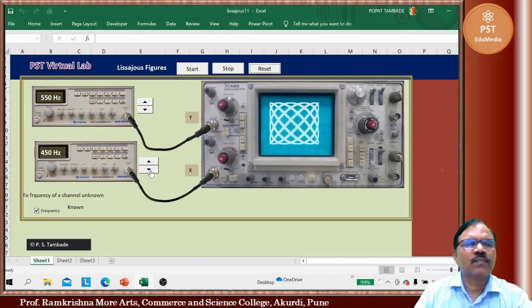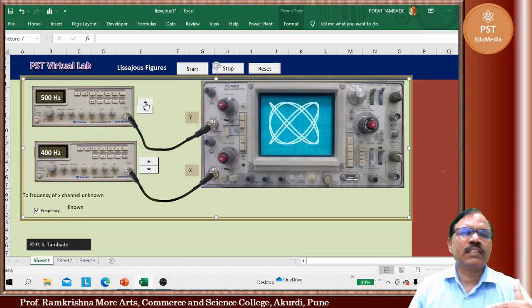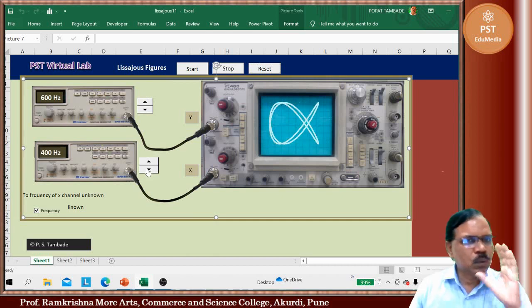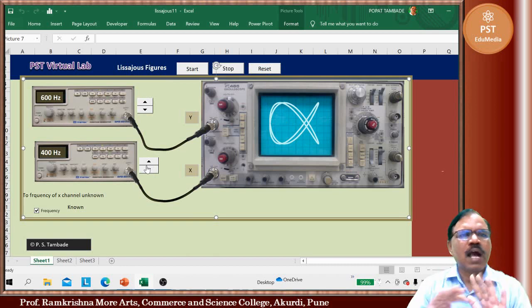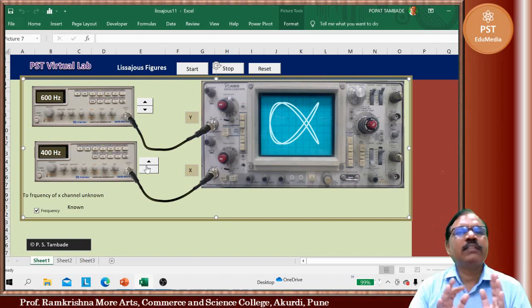According to the frequency ratio, you will get a figure. Now since the two sources are independent sources, meaning the first signal generator is independent of the second signal generator, the phase difference between the two signals is continuously changing, so the phases are dynamic.